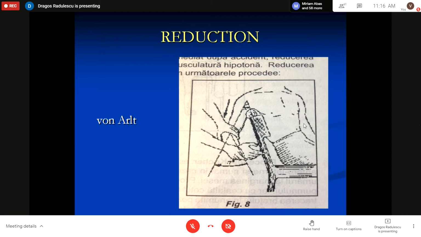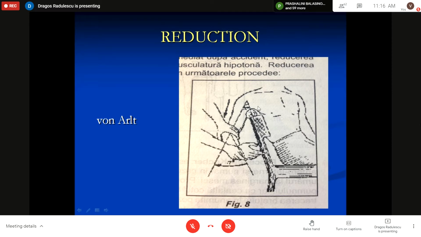So, as I said, this is done at the ER room. With the von Arlt maneuver, you will need a chair, as you can see in the picture here, a chair with a back, so it needs to have a support. On this support, you need to place a cushion, a pillow, something soft, a soft material, because as you can see, you will place the axilla of the patient on this chair support, on the chair's back, basically.